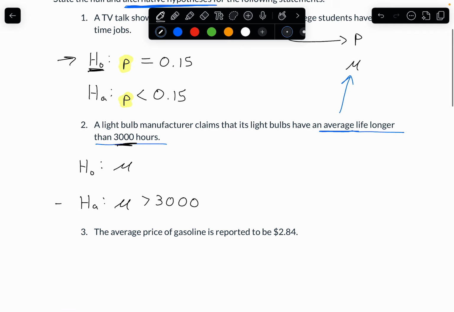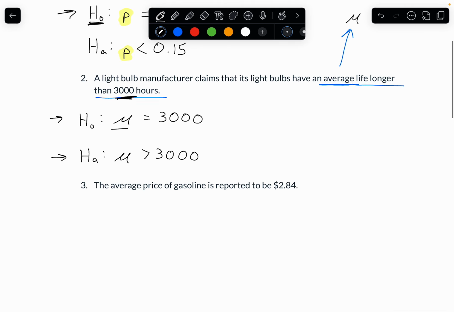Once I have this alternative hypothesis, the null hypothesis we just said is always a statement of equality. So we're going to start by saying the mean is equal to, and then I'm going to use that same number, 3,000 hours. We should always be using the same number in both our null hypothesis and our alternative hypothesis. So we're always going to see the same number appearing in both of those two statements.